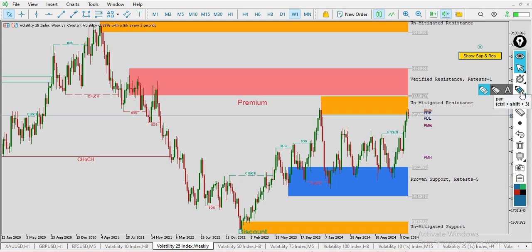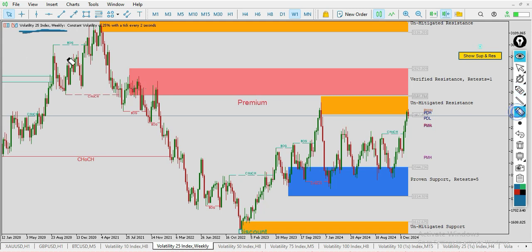First things first, this here is the Volatility 25 index on the weekly time frame. The reason I started with the weekly time frame is because I'm a swing trader, and in my next video I'll be showing you how to do this using the day trading strategy. So this is for the swing trade.